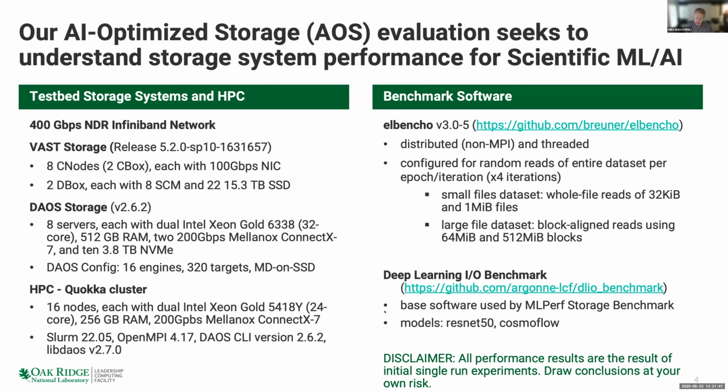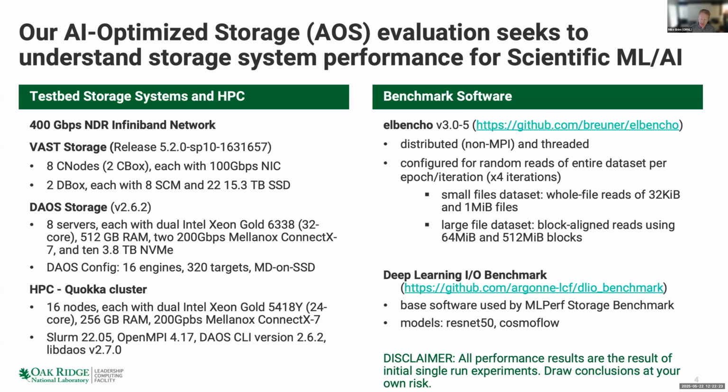So the servers that we're using for running DAOS, and we're currently running version 2.6.2, are 8 servers with dual Intels, 512 gigs of RAM, and 2 200 gig ConnectX-7 NICs with 10 NVMes per server. The configuration is 16 engines, 320 targets, and we're using MD on SSD because we don't have Optane or persistent memory. The client cluster is just 16 Xeon boxes, 24 core, 48 thread per 2 Xeons. And then you see the software.